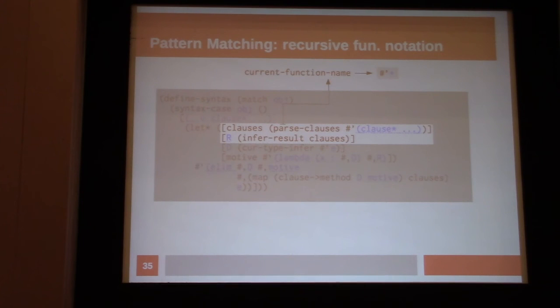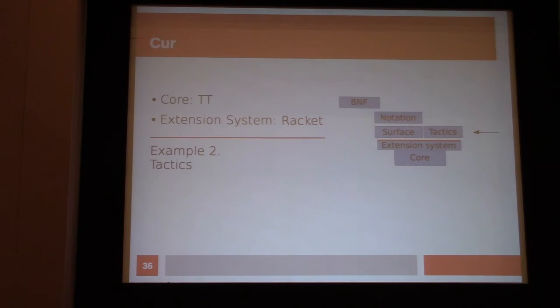So now when we're parsing these clauses, we just look at the current function name and we can detect these recursive functions and elaborate them into a reference to this inductive variable. Okay, so that's the first bit of extension in Cur. We can start defining surface language features.